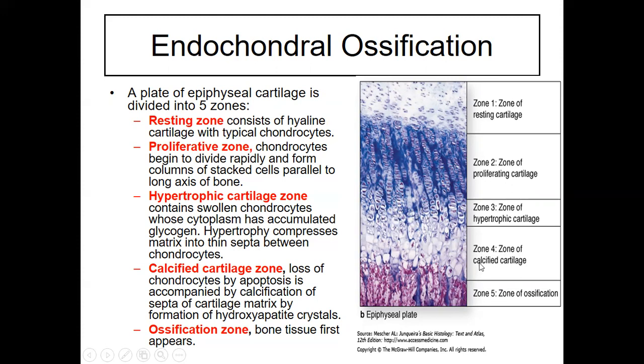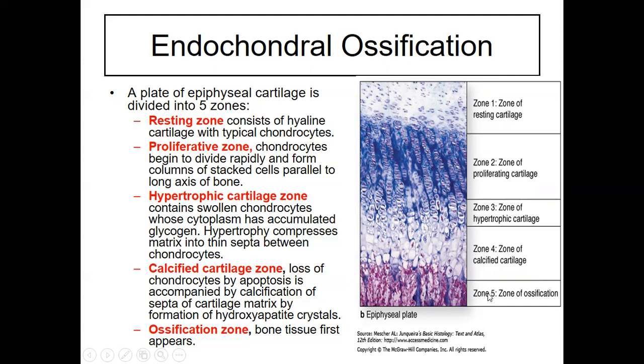Later it will move to zone number 4, the zone of calcified cartilage. The chondrocytes start to die through apoptosis. Whenever they die, it is followed by the calcification of the septum, the thin septum produced by the compression of the matrix. This is accompanied by the calcification of the septum of cartilage by the formation of hydroxyapatite crystals.